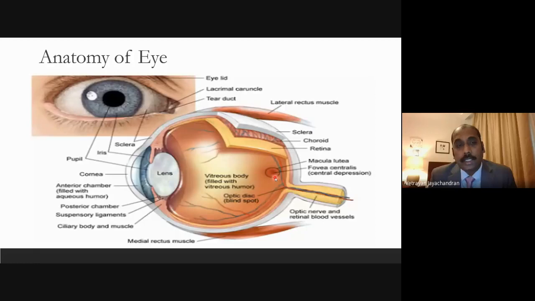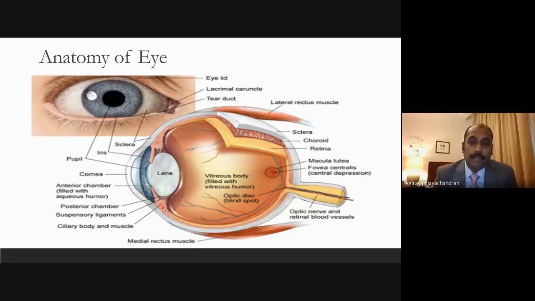The choroid is the structure that supplies blood to the retina, and also nutrition to the retina. After that, we have the retinal epithelium cells, which have the rods and cones. The rods carry the information of the images, and the cones carry the color sensations. These two photoreceptors combine together and take the information to the brain. We also have the sclera, which covers the whole eye and maintains the structure of the eye.